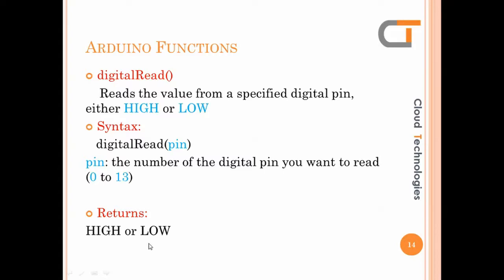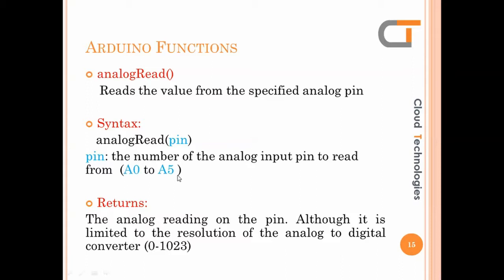Next we have analogRead, which reads the value from a specified analog pin. This analogRead is useful only for analog pins. The syntax will be analogRead of pin. The pin will be given only in the range of A0 to A5.